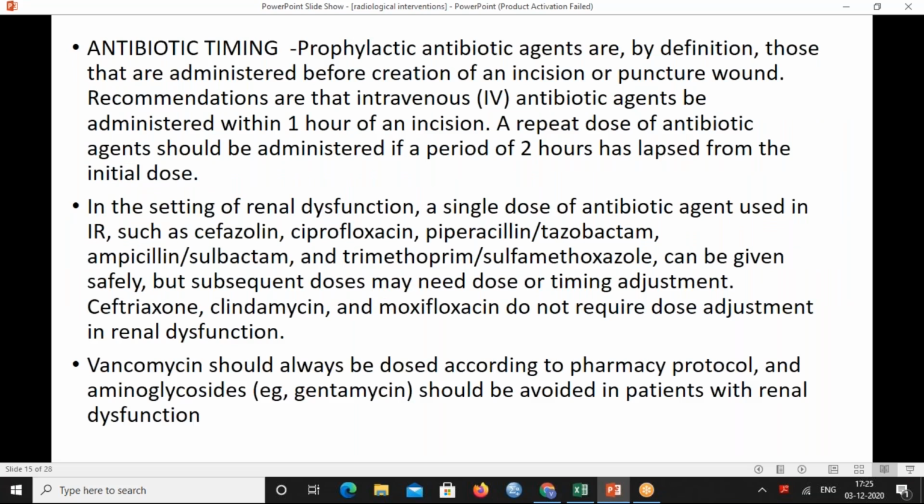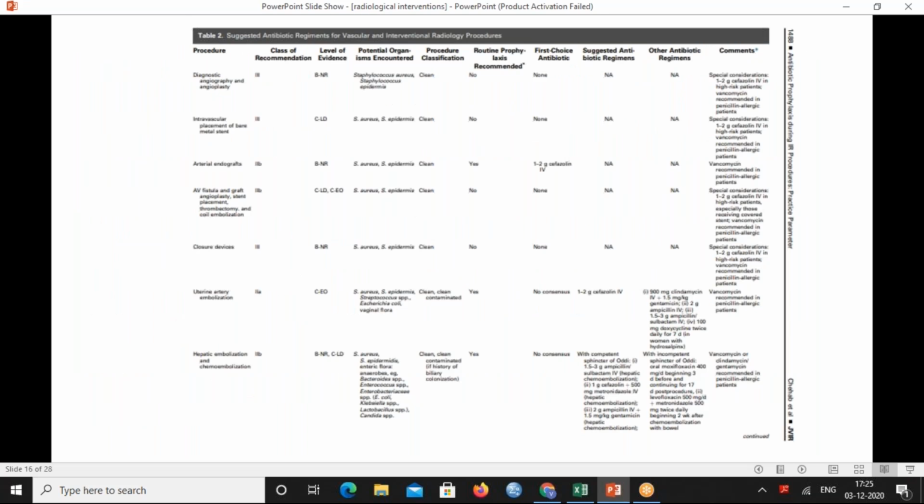And the timing of antibiotic should be within 1 hour of incision or the needle prick. And the type of antibiotic they have said is a broad spectrum antibiotic. And there is a long list of procedures, so I have summarized them.